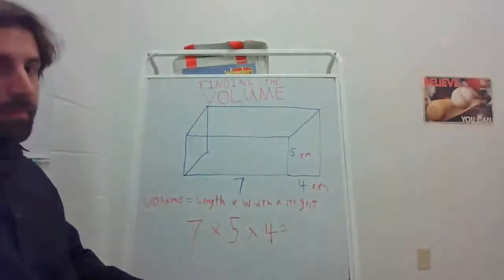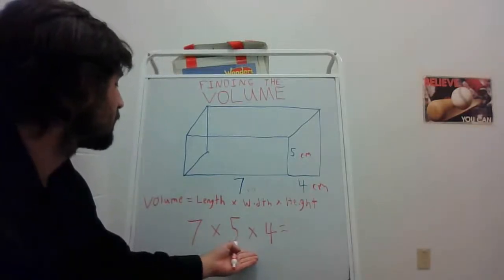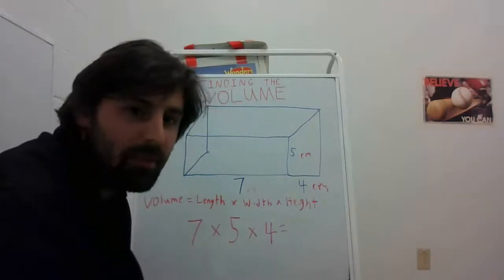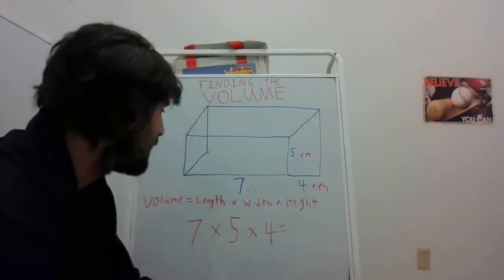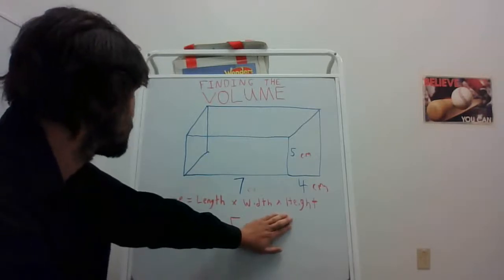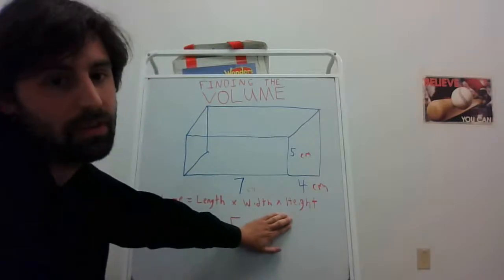All right. Now, I know that for some of you, this looks scary, multiplying 3 different numbers. But we're not going to multiply all 3 numbers at one time. For right now, we're going to forget about the 4. We're going to forget the 4 exists, and we're going to just multiply 7 times 5. We're going to figure out what 7 times 5 is first.